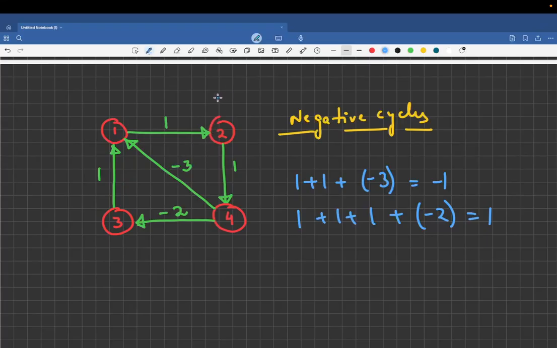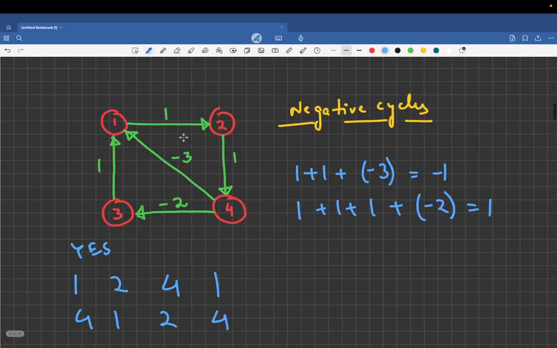So in this particular problem, you have to tell whether a negative weight cycle exists or not. And if it exists, you also need to print the cycle. For this particular example, the negative weight cycle exists, so my output will be yes. And what is the cycle? You start from 1, go to 2, then go to 4, and then return to 1. This is a cycle you can print. You can also print it like this: start from 4, go to 1, then go to 2, then return to 4. Anything you can print. I hope the problem is clear.